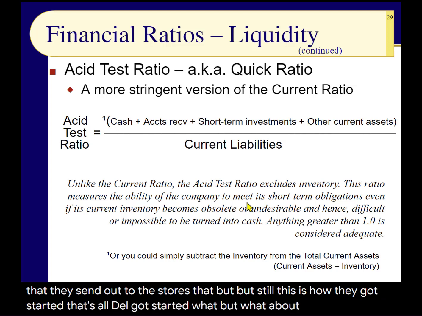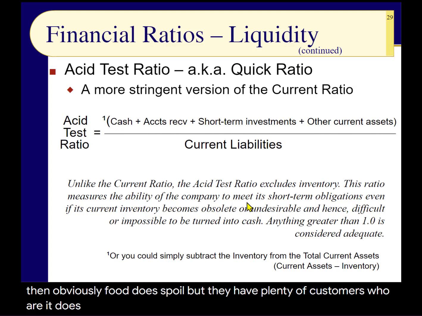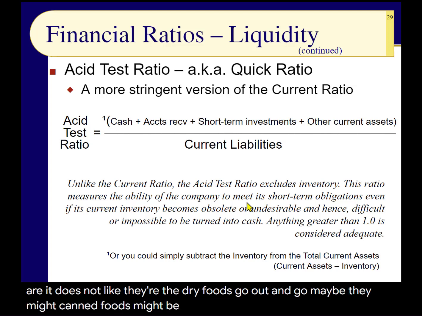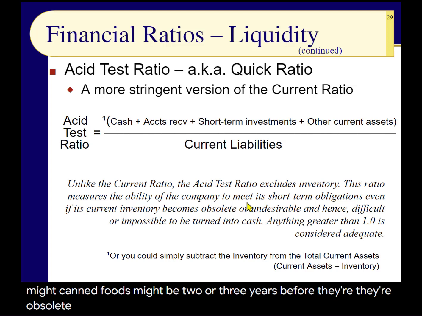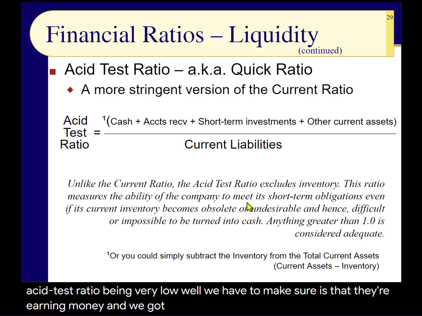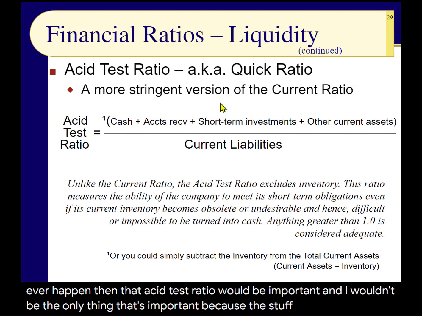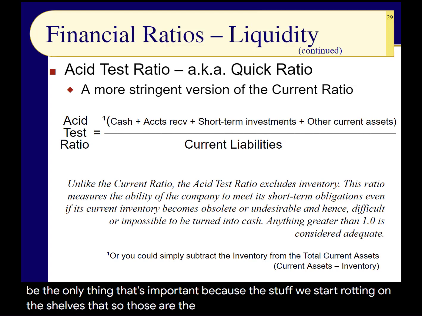But what about Sprouts? Well, obviously food does spoil, but they have plenty of customers who are going to buy it from them, and it's not like the dry foods go out. Canned foods might be 2 or 3 years before they're obsolete. So we don't really have to worry too much about Sprouts, their acid test ratio being very low. What we have to make sure is that they're earning money and we've got people coming in the door. If that were to ever happen, then that acid test ratio would be important. That wouldn't be the only thing that's important, because the stuff would start rotting on the shelves. So those are the liquidity ratios.